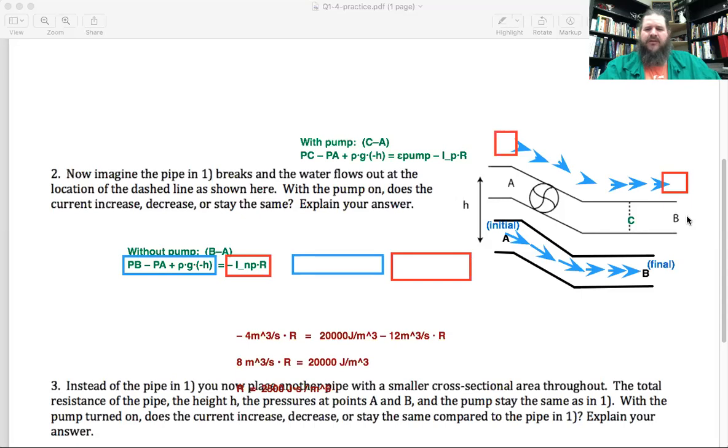Yeah, I think that either way, we're really just saying that location C has been modified so that it's now at atmospheric pressure. It's now open to the atmosphere. So that's really the important thing here, that by opening up the pipe at location C, C is now open to the atmosphere. So location C now has atmospheric pressure. Any other questions on part 2 so far?